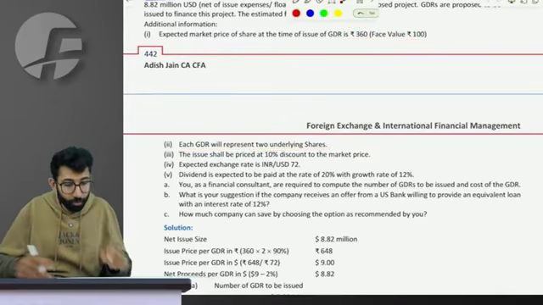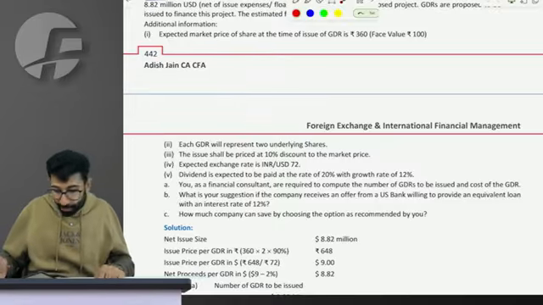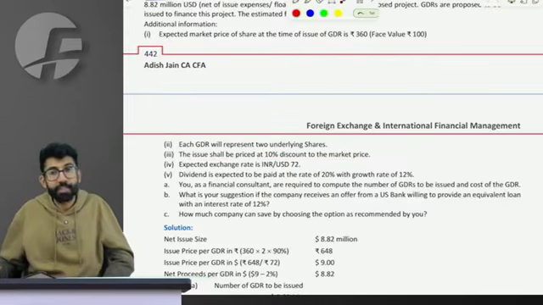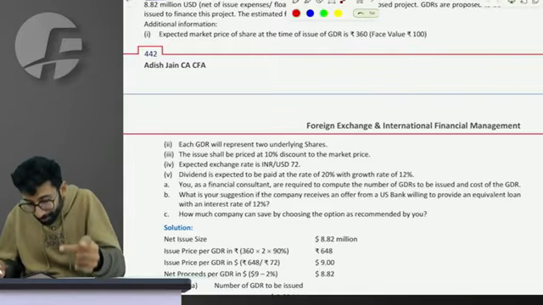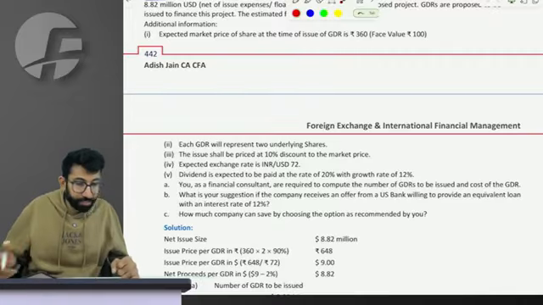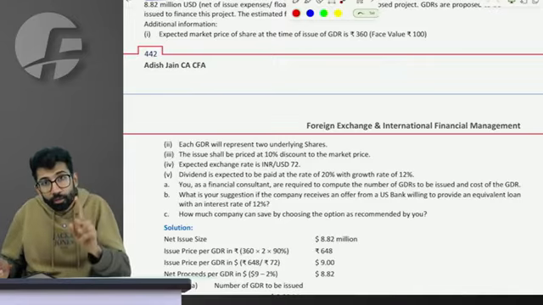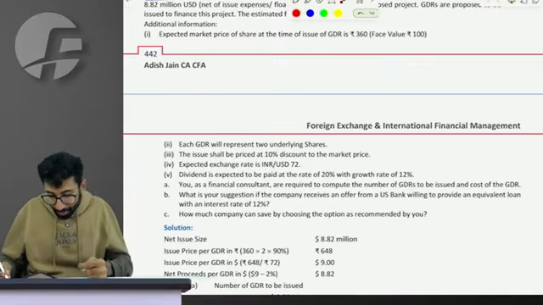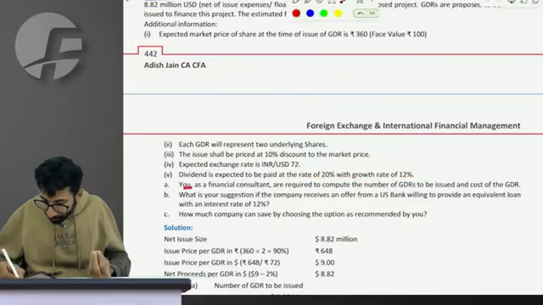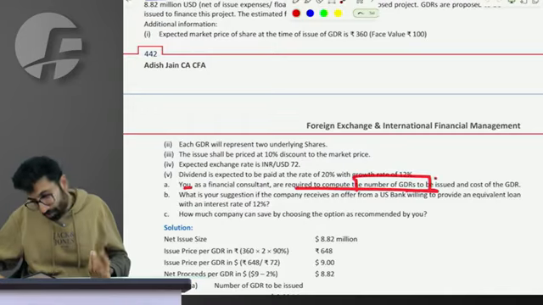So 1 GDR in rupee terms is how much? 360 into 2, 720. The issue will be at 10% discount. So minus 10% is 648 rupee being the issue price. Since the rupee per dollar rate is 72, divide by 72 to give me $9 being the issue price of each GDR. Dividend being 20%, growth rate being 12%. Find the number of GDR to be issued.